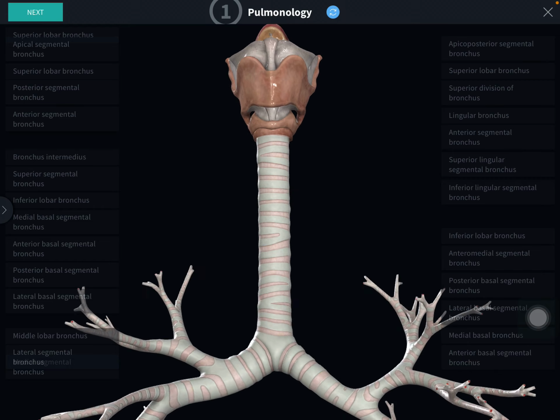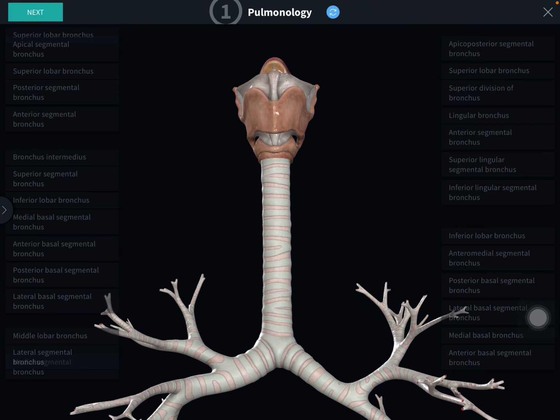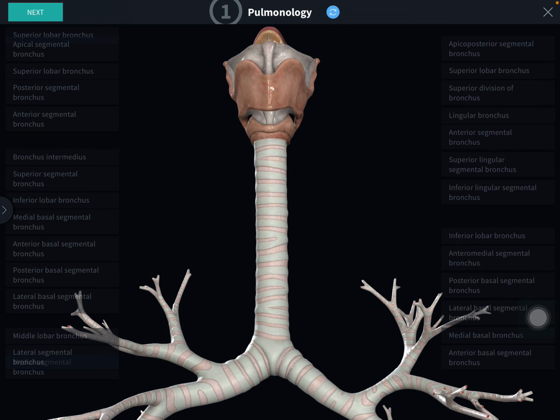If you see the measurements, length 10 to 11 centimeter, breadth 2 centimeter in adult male and 1.5 centimeter in adult female. If you see the internal measurement of the trachea, it is 12 millimeter in the adult. In newborn, it is 3 millimeter at birth, which persists up to third year of life.